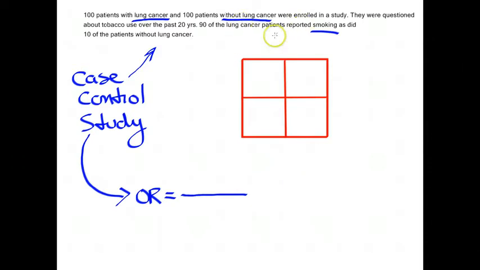So we have to plug in some numbers. By convention on the 2x2 table, disease status goes across the top. So we'll have a group of patients with lung cancer and a group of patients who don't have lung cancer. And then exposure status goes across the side over here. So we'll have a group of people who smoke and a group of people who don't smoke. And now we just need to fill in the 2x2 table.